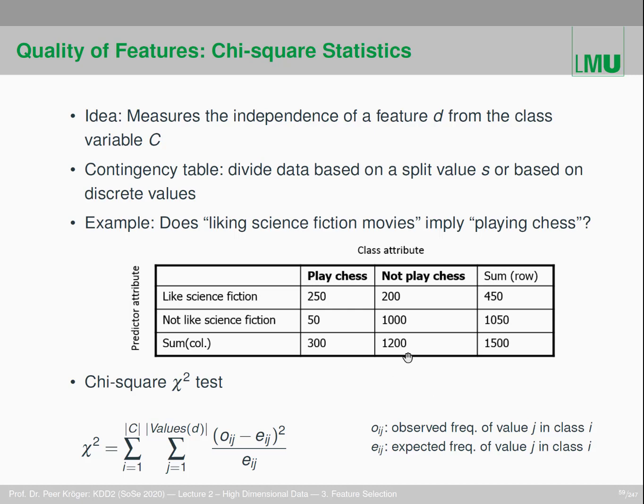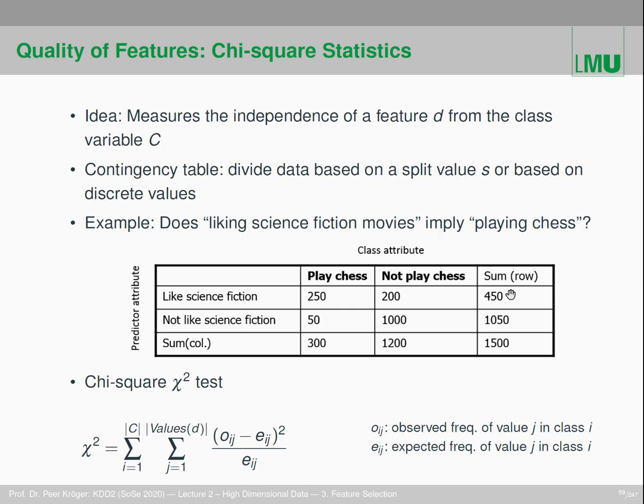So what is that here? Well, if you see play chess and not play chess, what is the frequency here? So you have a relationship of 20% to 80%. 20% of all the people in the training data set play chess, and 80% do not play chess. So the expected value for not liking science fiction would again be 20%, 80%. So 20% of the 1,050 should play chess, or you would expect that 20% of those guys here play chess, and 80% of those guys do not play chess.